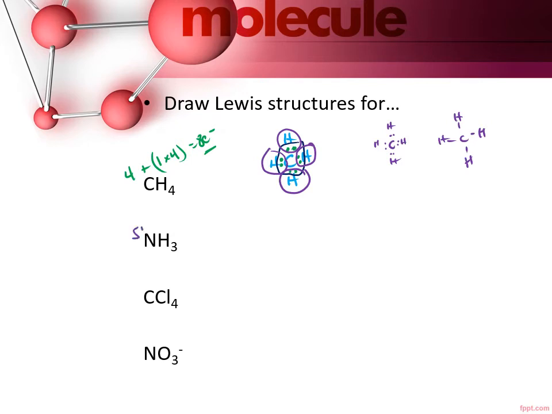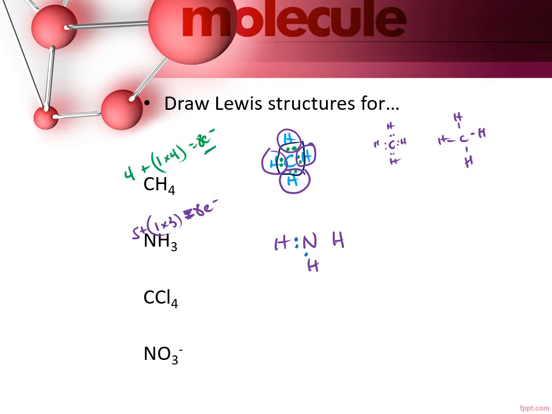Nitrogen has 5 valence electrons. Hydrogen each has 1. There's 3 hydrogens. 5 plus 1 times 3 equals 8 electrons again. Nitrogen's going to go in the middle. Hydrogen is going to go around. Hydrogen never, ever, ever goes in the middle because it can only share 1 electron. I have 8. I'm going to start between.